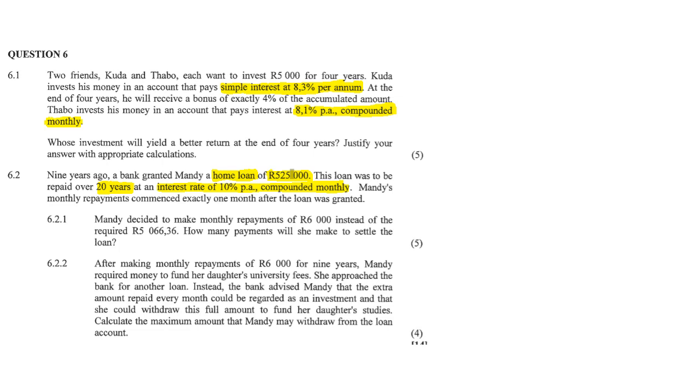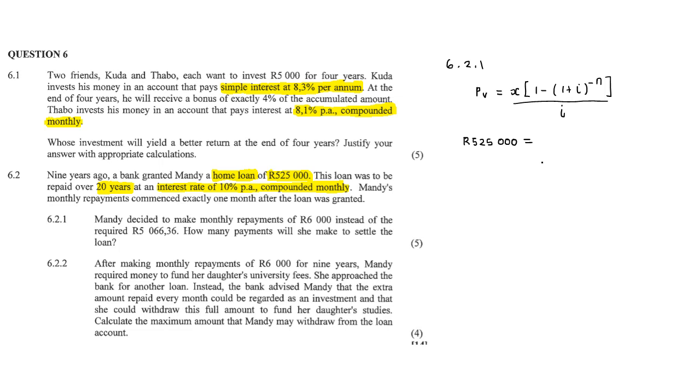So what we have to do here with question 6.2.1 is to calculate how many payments of 6,000 Rand she is going to make in order to settle this loan. In other words, we are going to be calculating for the variable n in our present value formula. So let's jot down the present value formula. We know that she got a loan which was an amount of 525,000 Rand.